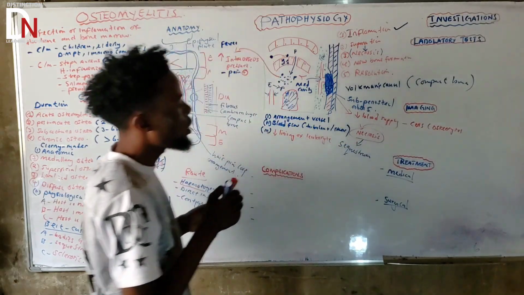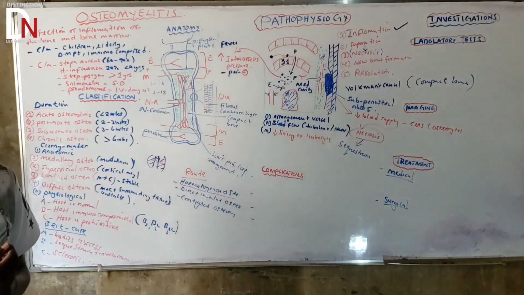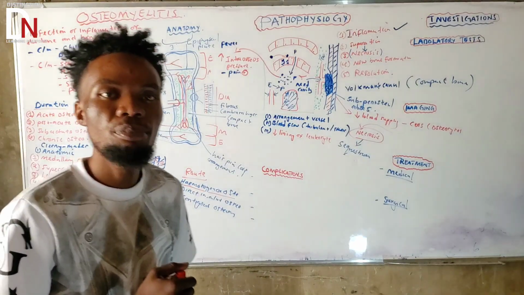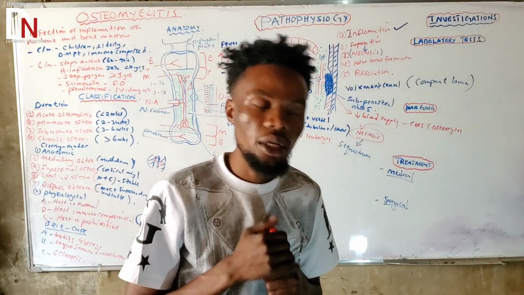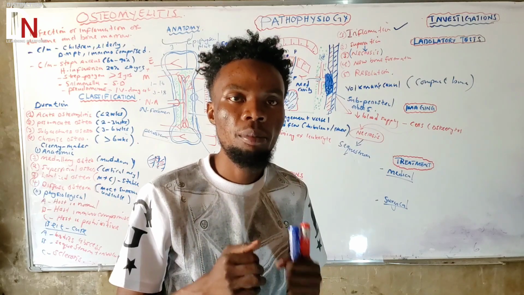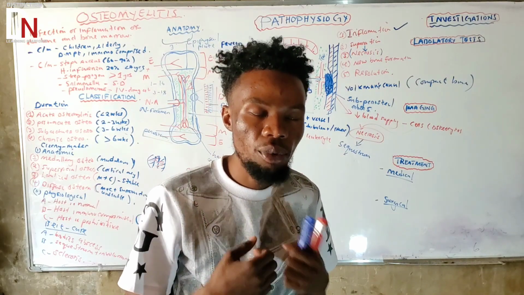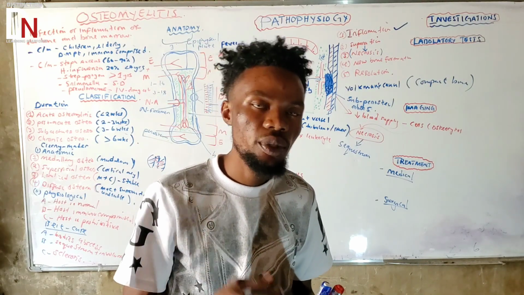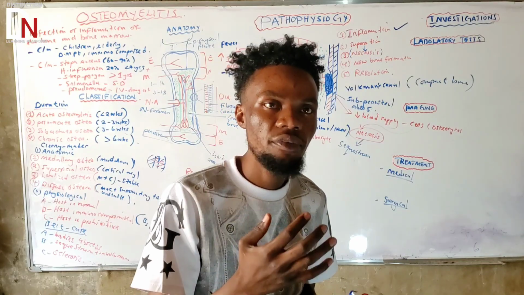So the bone that is undergoing necrosis, we call it sequestrum. Sequestrum is just a necrotic bone that was due to a decrease in blood flow to the bone cells. Due to what? We said due to blood vessel compression.